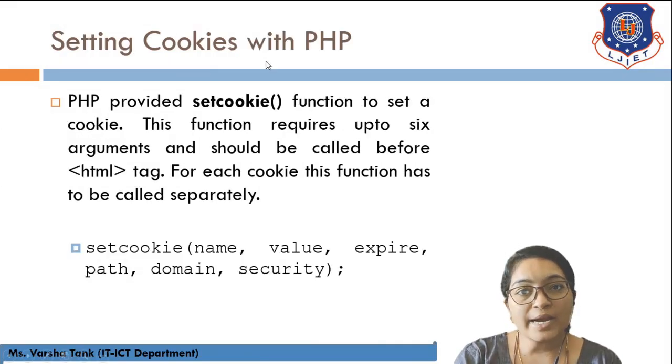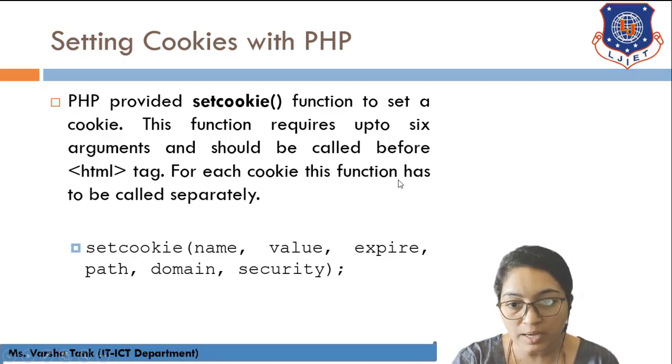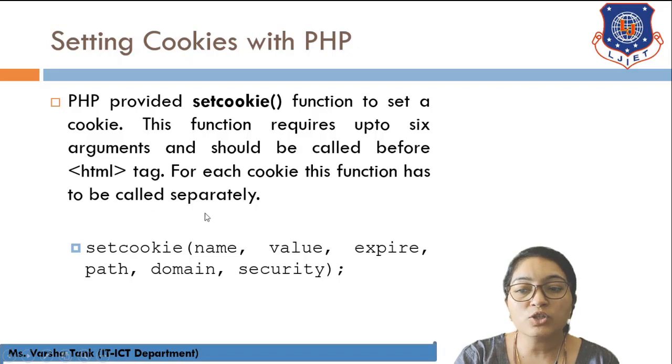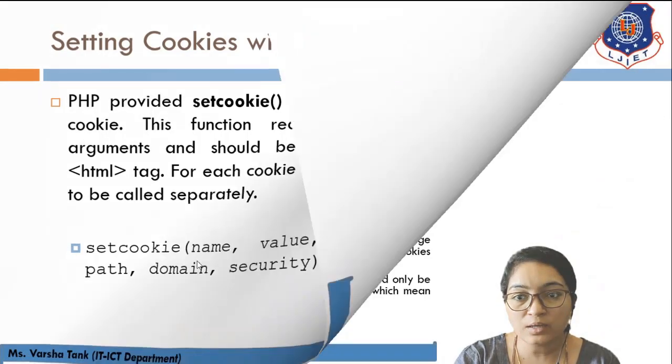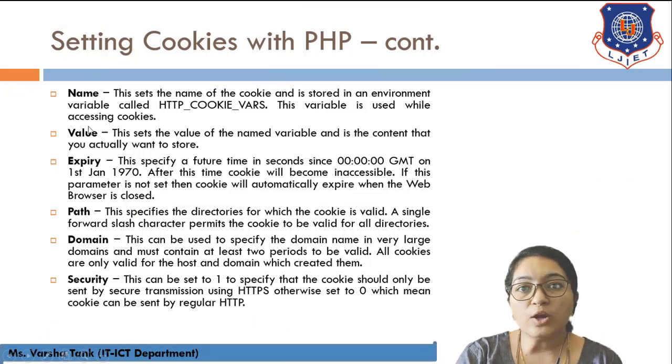Now, how to set the PHP cookie? So, PHP provides the setcookie function to set a cookie. This function requires up to 6 arguments and should be called before the HTML tag. For each cookie, this function has to be called separately. So setcookie, here name, value, expire, path, domain, and security. So these 6 values are defined when you are going to set the cookie. So what is the meaning of each and every value?